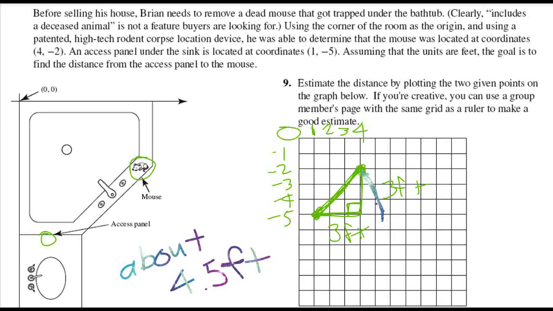x2 minus x1. So x2 is 4 minus 1 gives us 3. And then y2 minus y1. So if the 4 is x2, it has to be y2 as well. The -2 has to be y2. So we have -2 minus -5, which gives us a +3 because we subtract a negative, we get a positive. At any rate, they're both 3 feet.